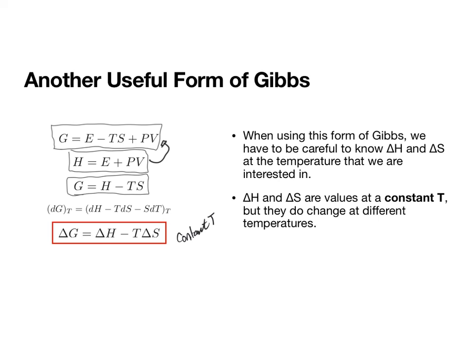The key with this is that the values for delta H and delta S that we use have to be at the temperature that we're interested in. Delta S and delta H are values that are reported at constant T, but their magnitude changes at different temperatures. So we just have to make sure that the temperature that we are interested in and our values for delta H and delta S all line up.